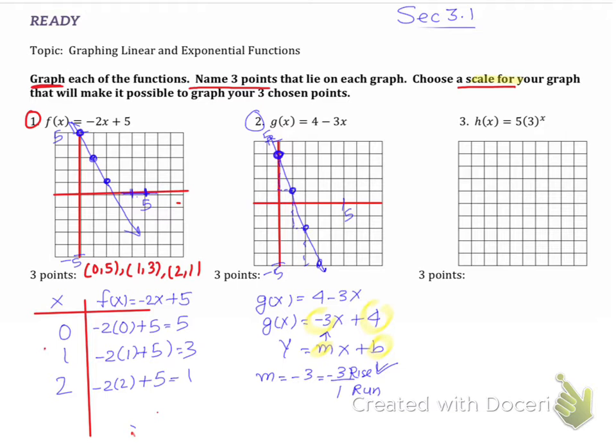Now next, I see an exponential function. Oh, I forgot to write the points here. You can write the points, 3 points. You can pick any 3 points. That was (0, 4), that is (1, 1), and this one is (2, -2). I can pick these, so I just write my answer: (0, 4), (1, 1), and (2, -2).